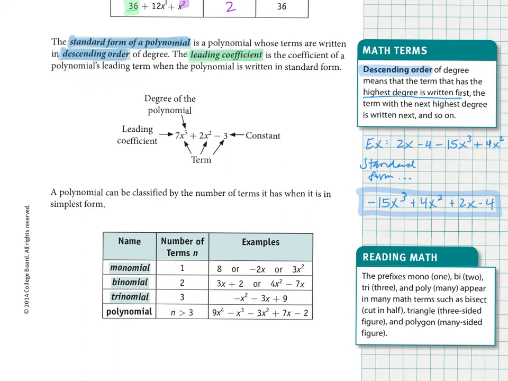So let's talk about the leading term. This first term is what the leading term is. For the leading term, we want the number that's in front of its variable. That's 7. So our leading coefficient here is 7, as we can see pointed out by the arrow. On the example we did off to the side, I want you to see if you can find the leading term and the leading coefficient.